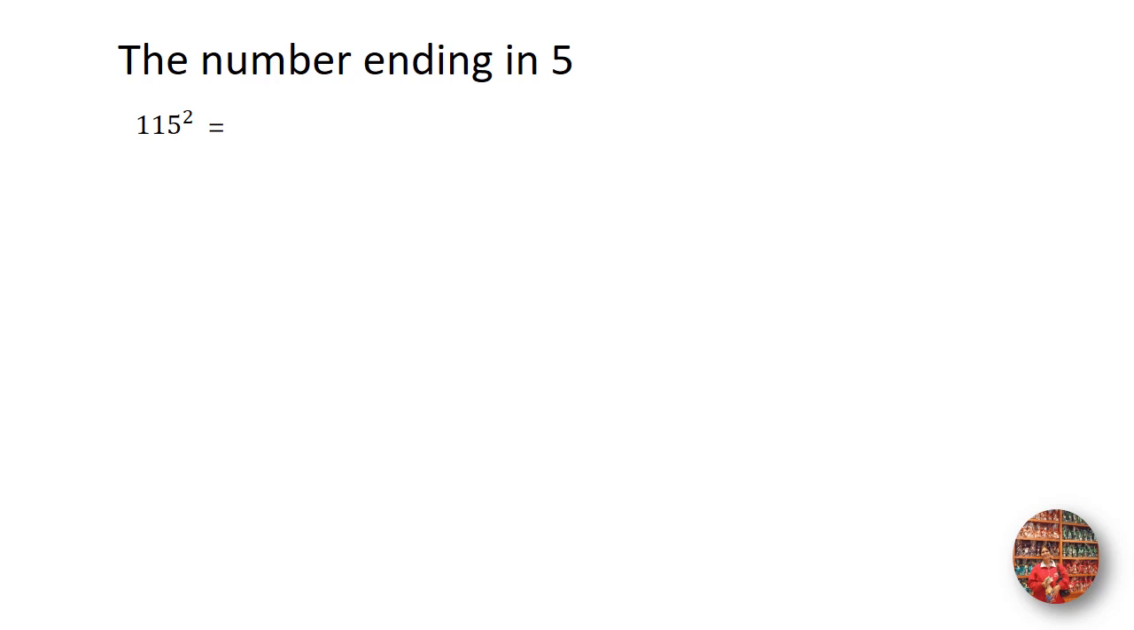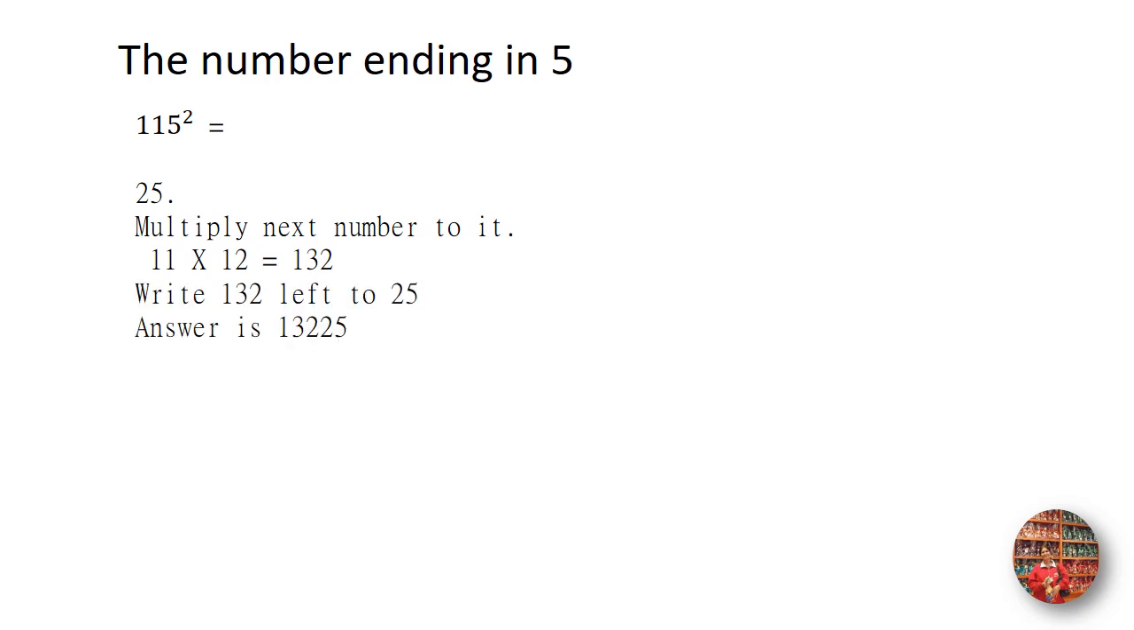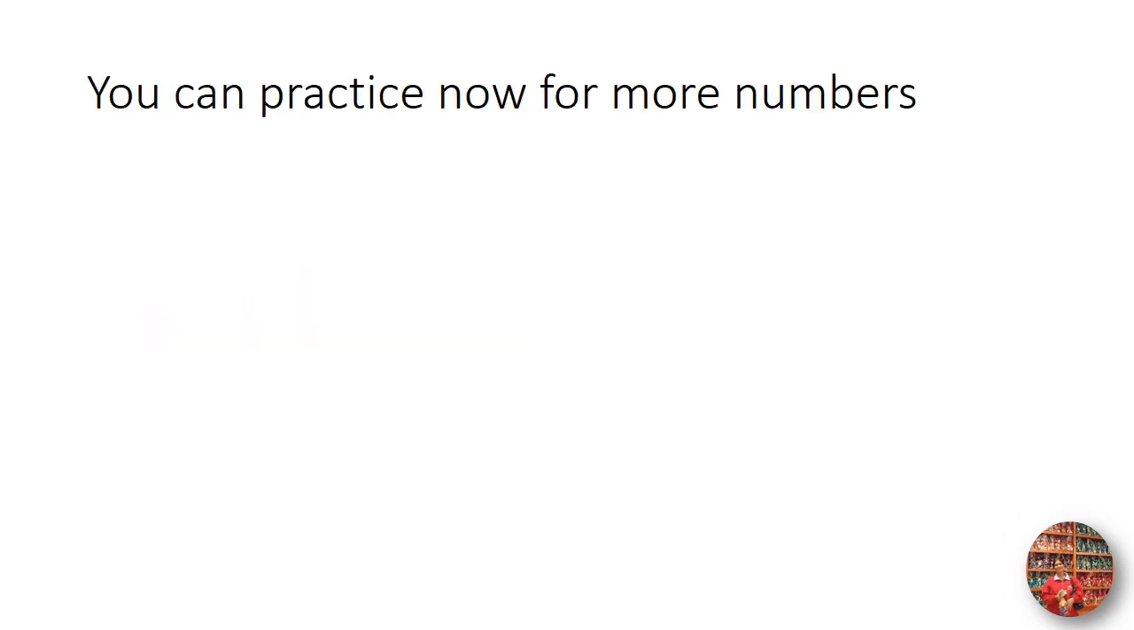Now let us take a big number, 115. So it will end in 25, 5 square. So remain is 11. Multiply with 12, the next number. 11 multiplies 12 is 132. So what will the answer? Answer will be 13225. So a big number, even if it ends in 5, within a second you can find the answer. So you can practice now for more numbers.